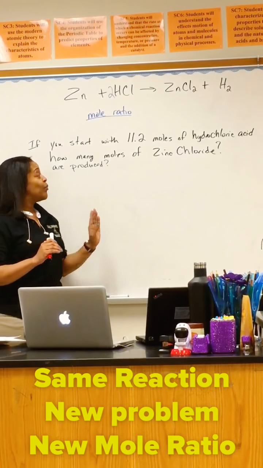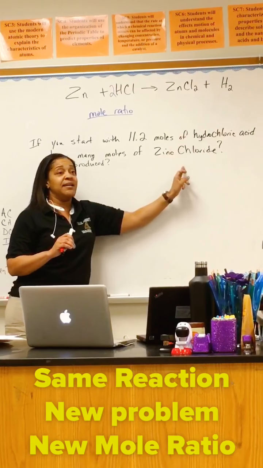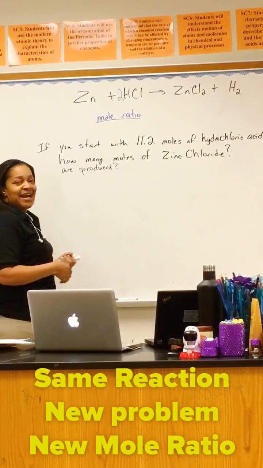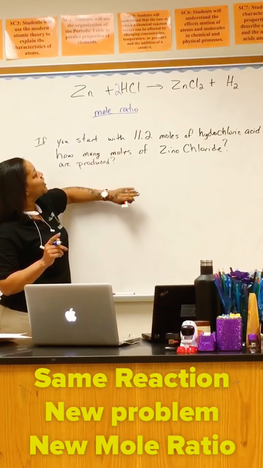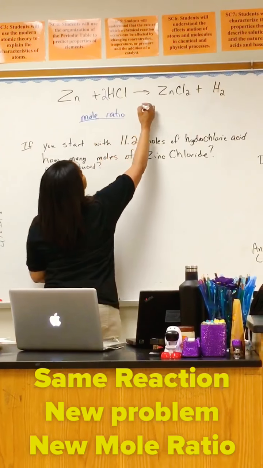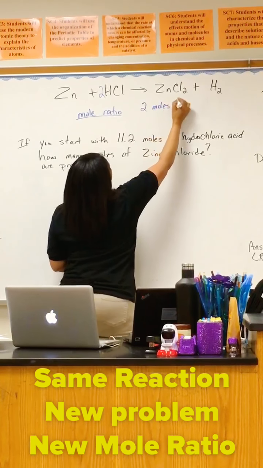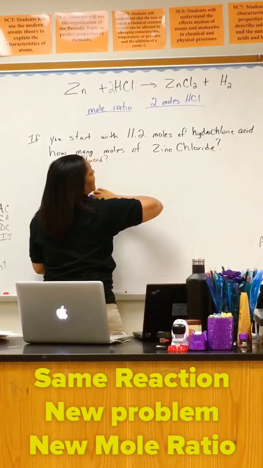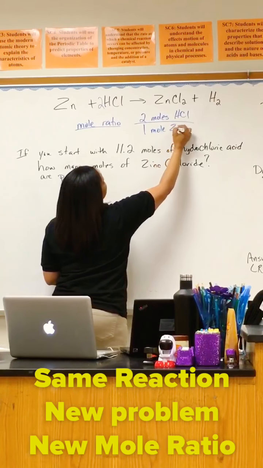So again, when we go from talking about apples to oranges, because we're not talking about the same thing here, we must use the what? Mole ratio. So, what would be the mole ratio when I'm talking about hydrochloric acid and zinc chloride? How many moles of hydrochloric acid? 2. Okay, so 2 moles of HCl, and make sure you write the unit there and the compound. 1 zinc chloride. Very good. 1 mole of zinc chloride.